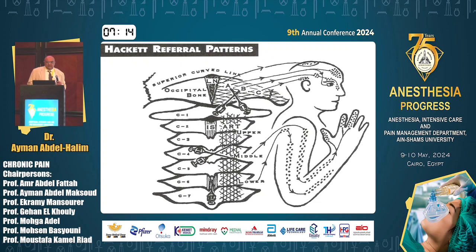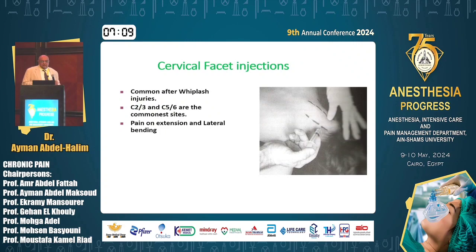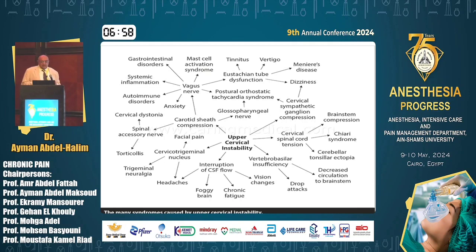These are the Hackett referral patterns for cervical and upper extremity pain. Cervical facet joints: as you know, C5-6 and C2-3 are the common sites of cervical facet arthropathy. Another very important condition that affects a lot of people is cervical instability. Cervical instability in the neck could be related to an injury and can have quite a bit of impact on patients.